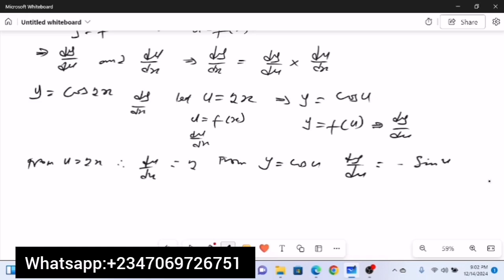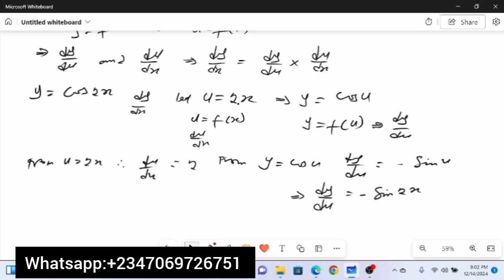But not forgetting that u has a value. We said let u be equal to 2x, as can be seen here. So this simply implies that dy over du, which we just obtained as minus sine u, becomes minus sine, in place of u is simply 2x. Now let's couple together.